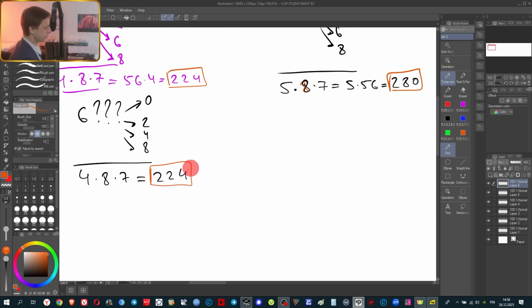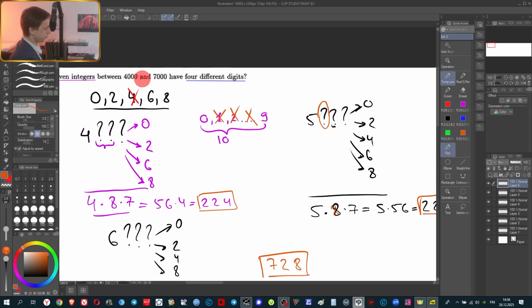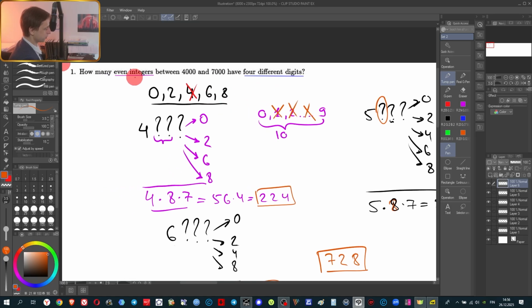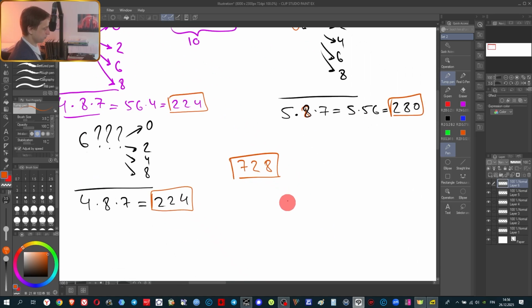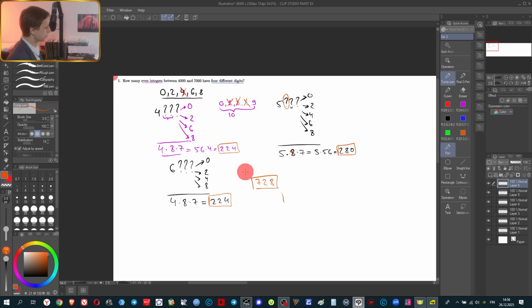And eventually, to find the total amount of numbers that work for us, we add these 3 numbers: 224, 224, and 280, and the result will be 728, if I'm correct. So 728 is the total amount of numbers from 4000 to 7000 that consist of 4 different digits that are also even. 728 is the correct answer for this problem. Okay, we can go to the next one.